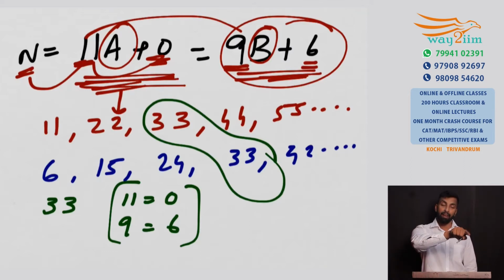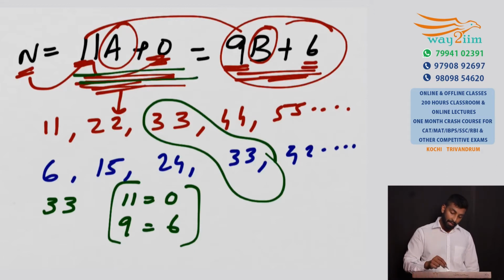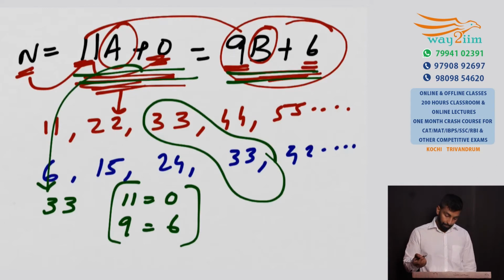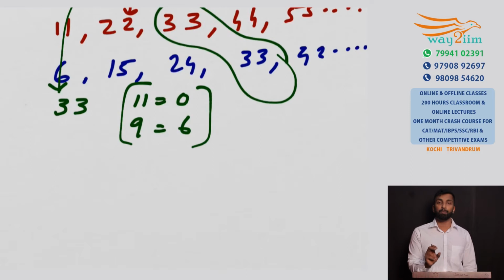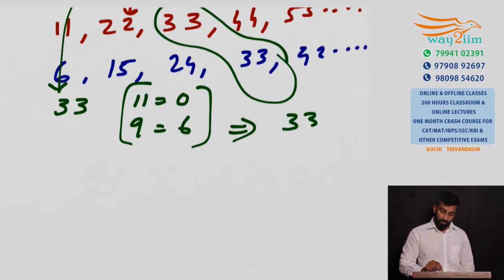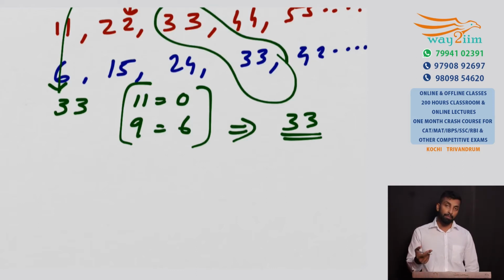Because I got my n as 11a plus 0 and 9b plus 6. This 33 also I can write in the same way, 11a plus 0 and 9b plus 6, right? So 33 is the similar number but a smaller number, and your remainder, according to Chinese remainder theorem, is this 33 itself. You just need to find that smaller number and similar number.